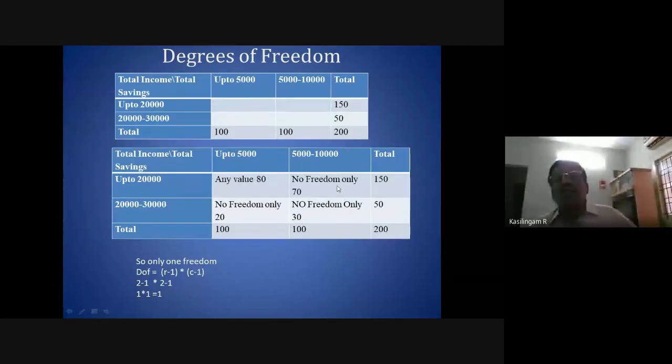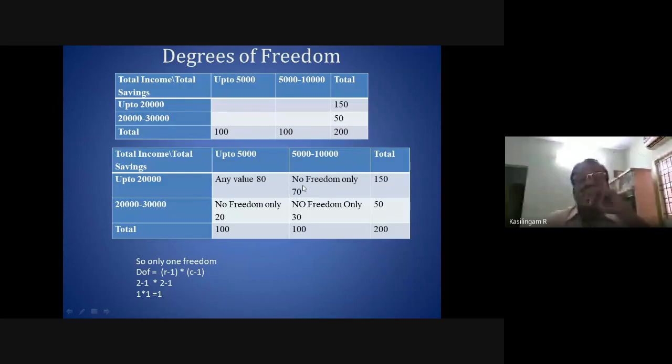Now, what value can come here? Do I have any freedom? No, I do not have any freedom. I can put only 70. No freedom, because total is 150. Total is 150, right? So, I can put only 70, no freedom.